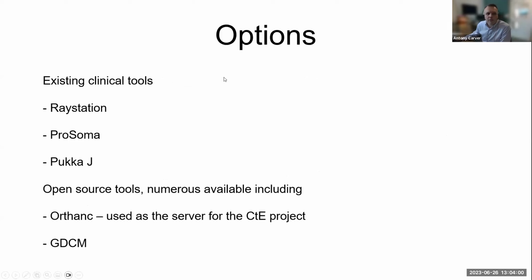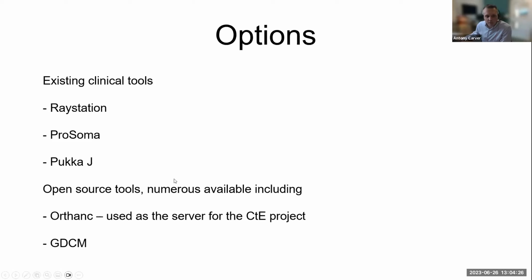So what were the options? We did have clinical tools that could anonymize. We have Pucka-J, which we used historically for anonymizing clinical data for training or clinical trials and so on, and some other clinical software such as planning systems. I've not put Monaco down, we had that at the time. RayStation, other tools we could explore such as Prosoma.